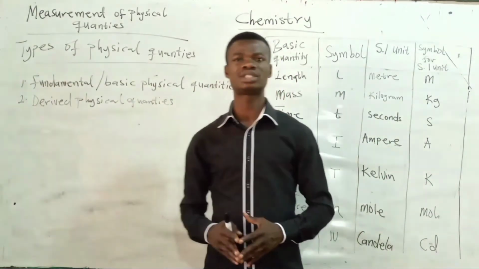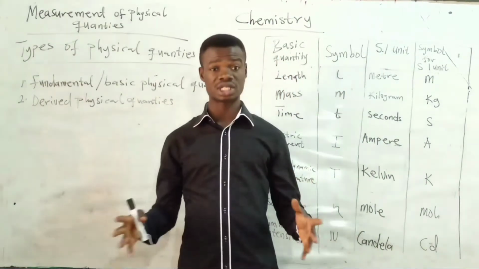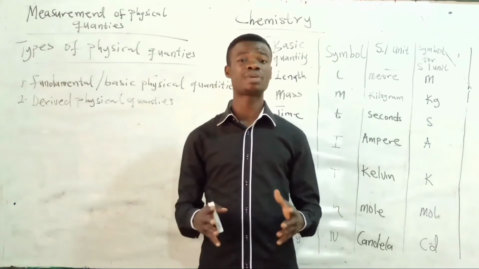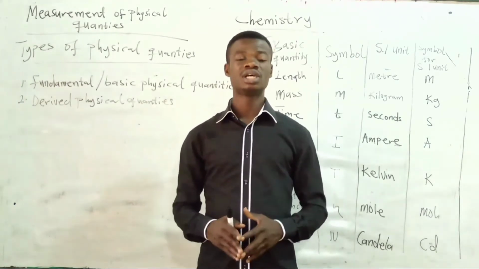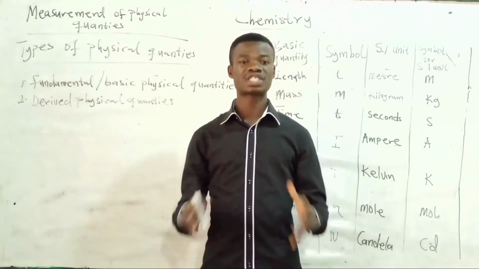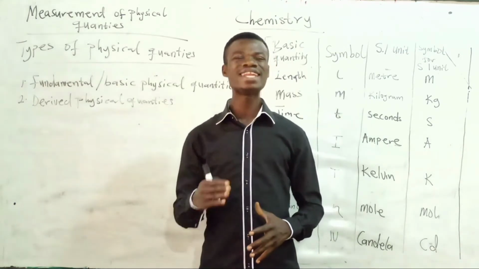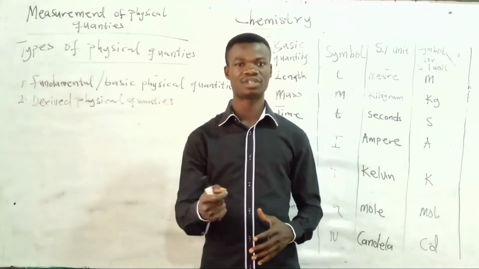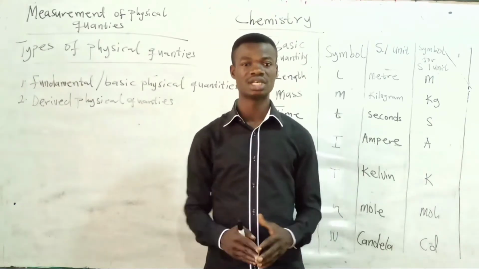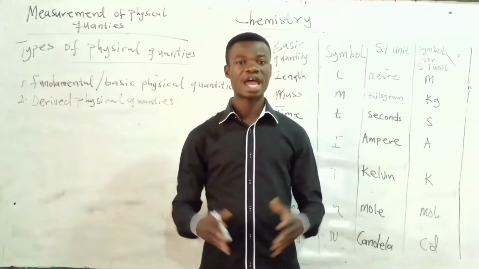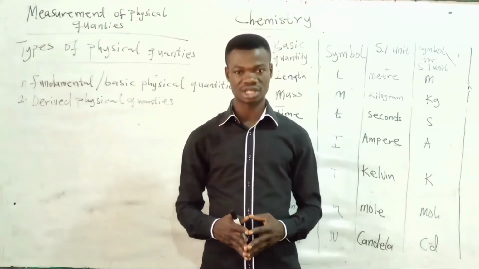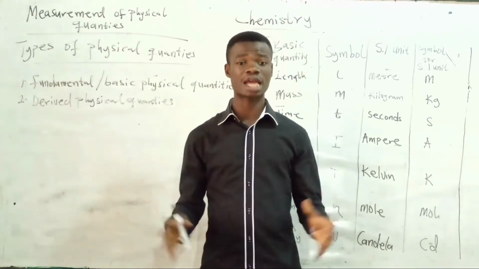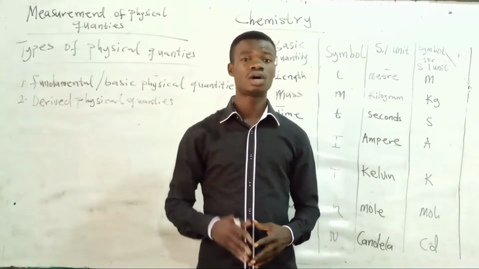Somebody may ask, what is a physical quantity? As I said, the topic is measurement of physical quantity. So, what is a physical quantity? A physical quantity is any quantity that can be observed and measured. And we have two main types of physical quantities.